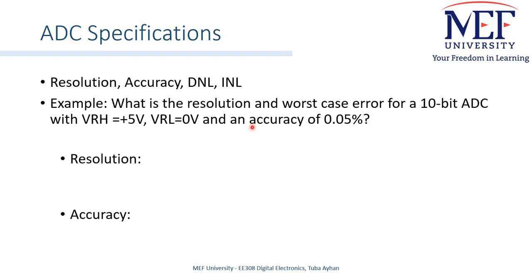Actually, the accuracy is given as 0.05%. So in terms of volts, the accuracy is 0.05% times the step size. Step size is equal to the resolution.